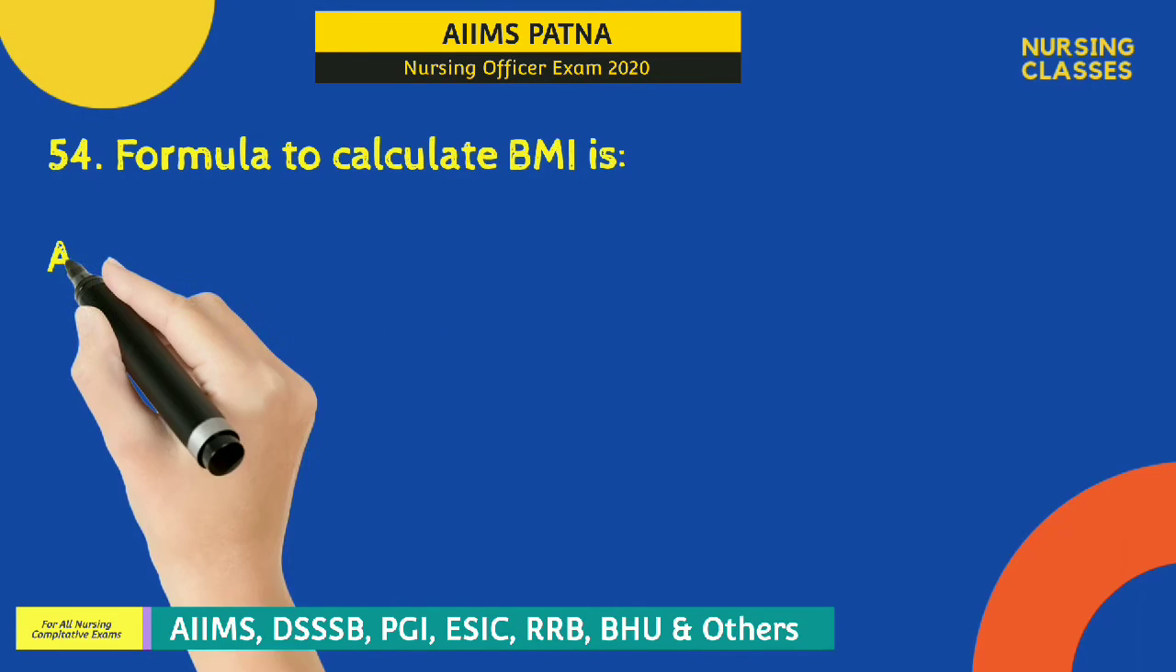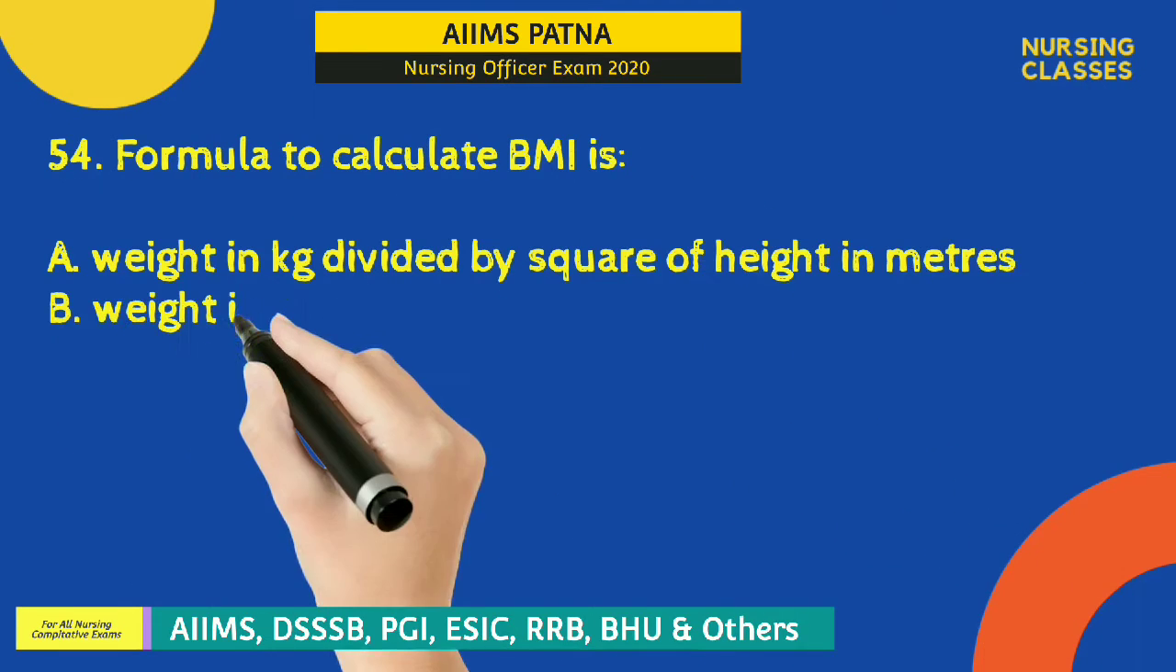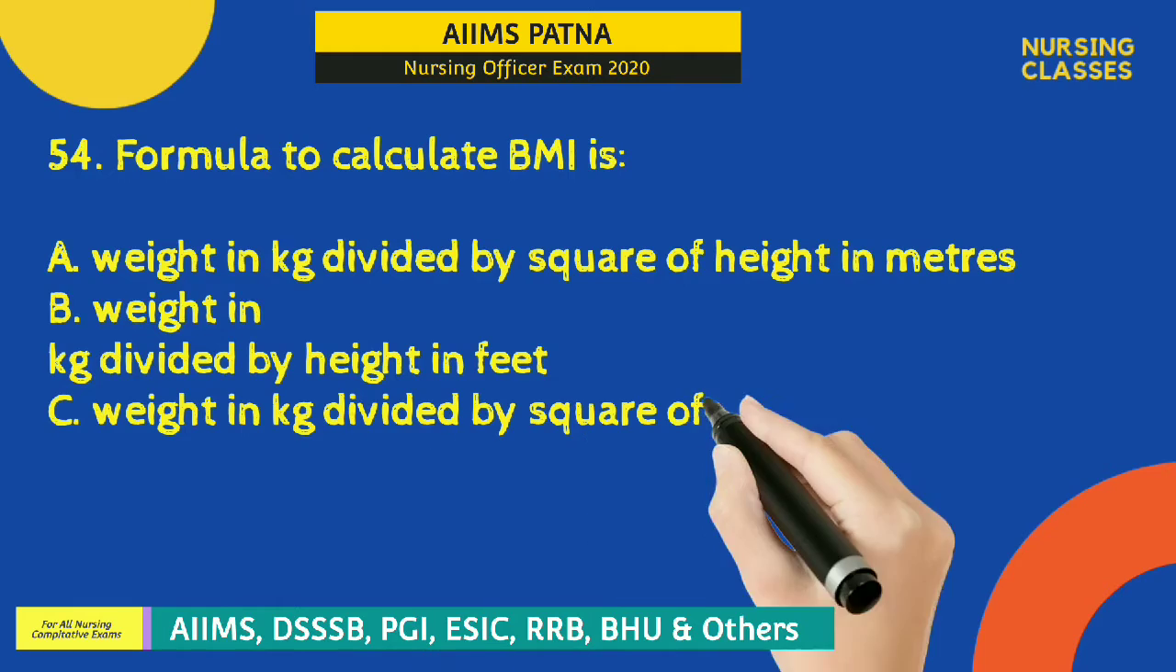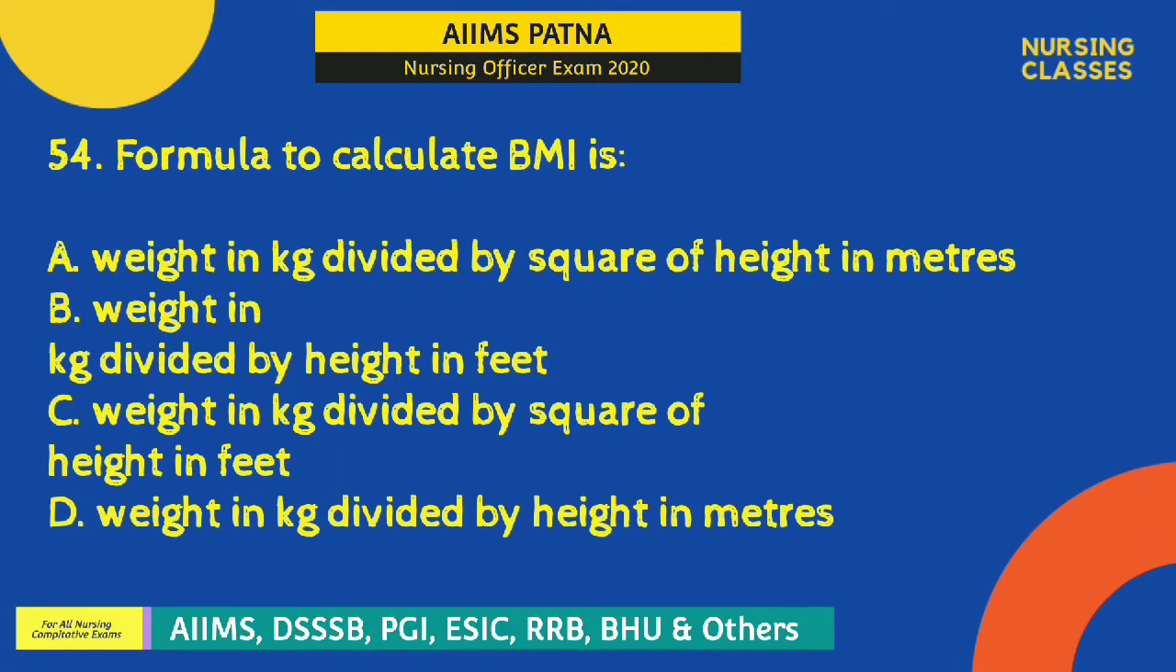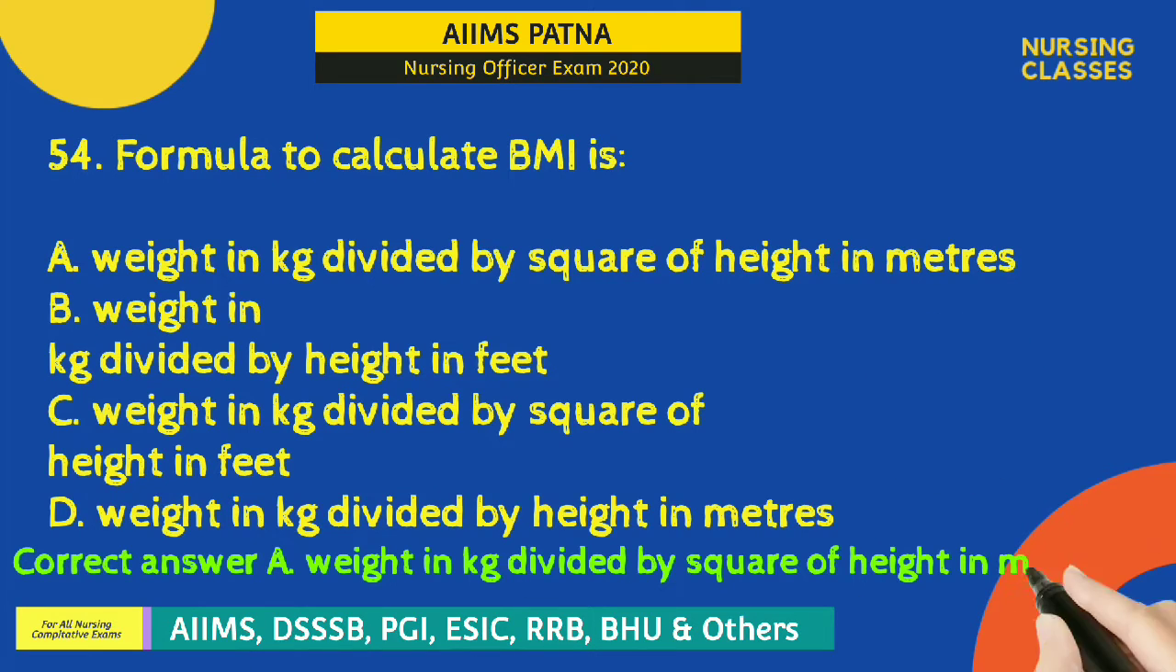54. Formula to calculate BMI is A. Weight in kilogram divided by square of height in meters. B. Weight in kilogram divided by height in feet. C. Weight in kilogram divided by square of height in feet. D. Weight in kilogram divided by height in meters. Correct answer A. Weight in kilogram divided by square of height in meters.